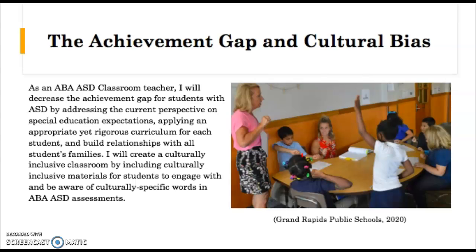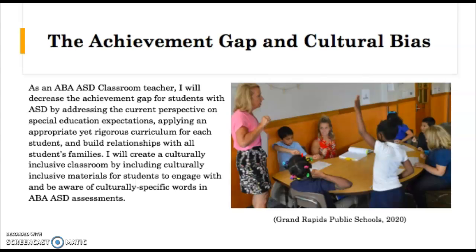The achievement gap and cultural bias. In the achievement gap lecture, the achievement gap is described as the disparity of achievement between various student groups, which exists especially between groups that differ in socioeconomic status, race and ethnicity, and gender. When we're discussing the special education sector, students have the potential to slip through the cracks even more if public education does not offer them an equal opportunity to succeed as their neurotypical peers receive.